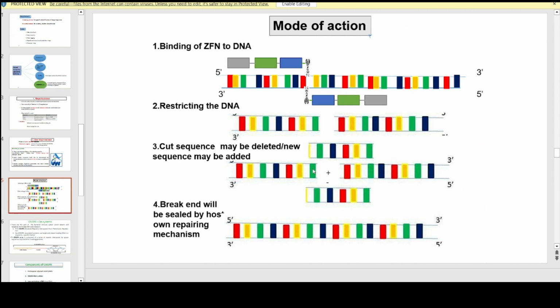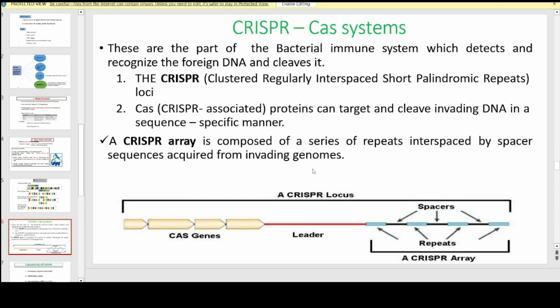The basic steps for genome editing are binding of the ZFN to the DNA, restriction of the DNA, and cutting the sequence. After that comes the break. These are the basic steps.